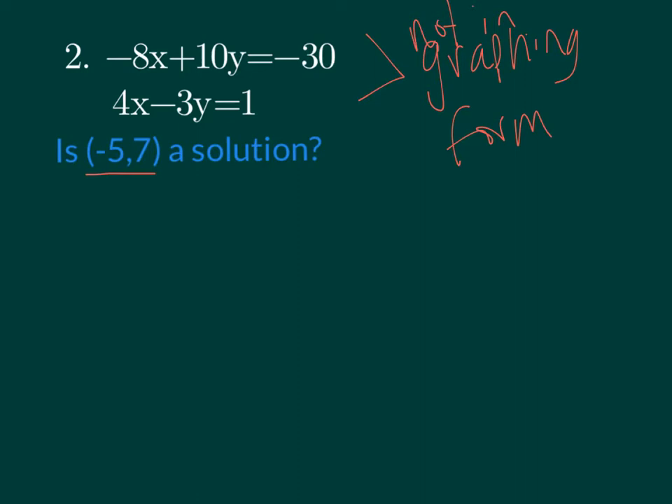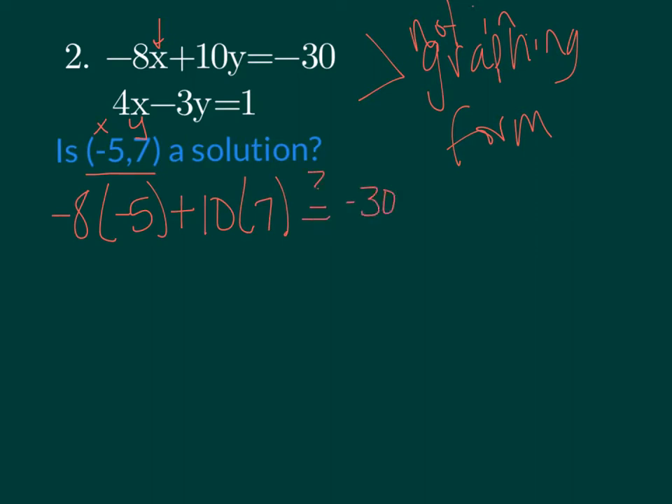You have to do both equations. So I'm going to go negative 8, and instead of x, I'm going to put my x value, which is negative 5, plus 10, and instead of y, I'm going to put 7. I want to know if that's going to equal negative 30. Negative 8 times negative 5 is 40, plus 10 times 7 is 70. That equals 110, which does not equal negative 30. So this is not a solution.